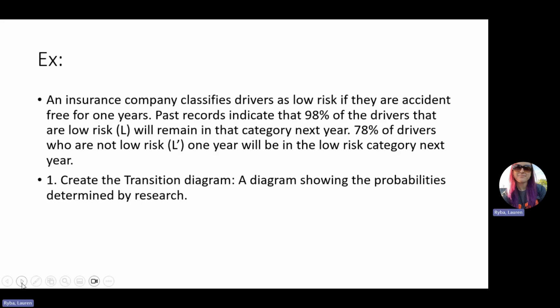A transition diagram is just going to put letters inside circles for the different categories we have, and then we're going to draw arrows that show movement. So do you stay in this category? Do you move to the other category? And we're going to then attach the percents to those arrows. So we have 2 classifications. You are either low risk or not low risk, or L complement, because remember the complement means not or the opposite.